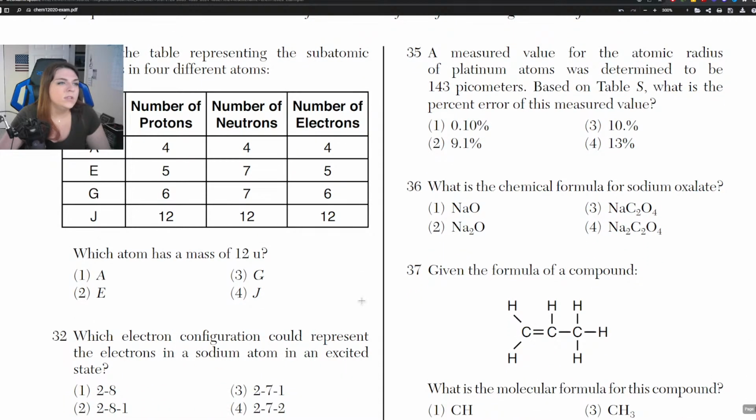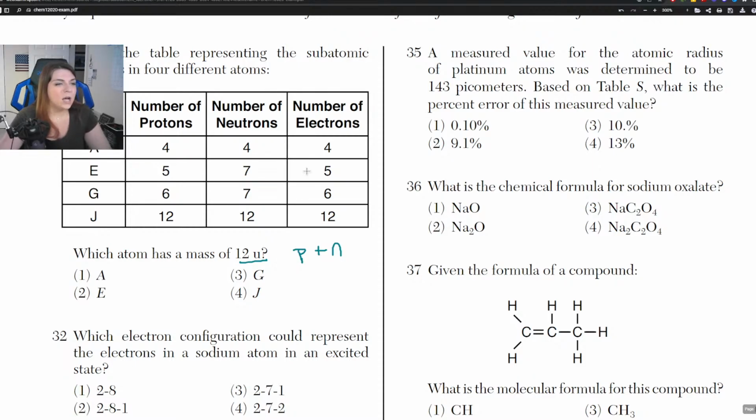31. Given the table representing the subatomic particles in 4 different atoms, which atom has a mass of 12u? 12u really means 12 atomic mass units, and this is going to be based on protons plus neutrons. Electrons don't count when we talk about mass, specifically mass numbers, simply because electrons are so tiny compared to protons and neutrons, so we don't consider them when we do masses. In physics, you will consider the mass of electrons because it matters, but here they're just so tiny.